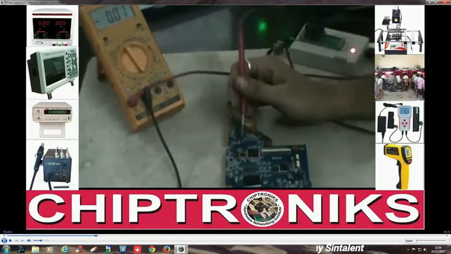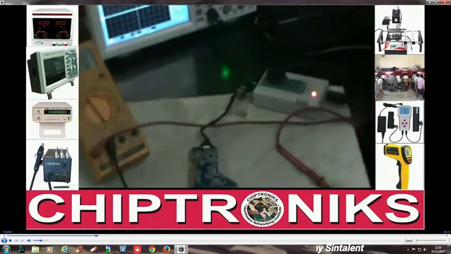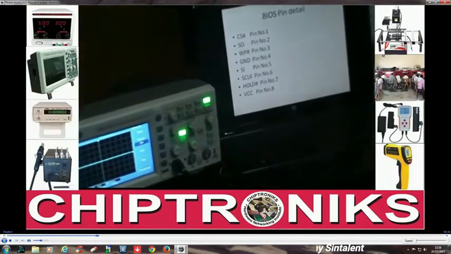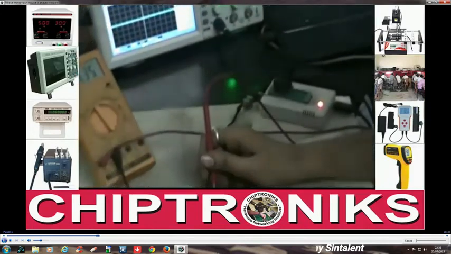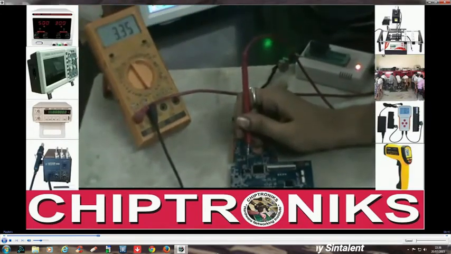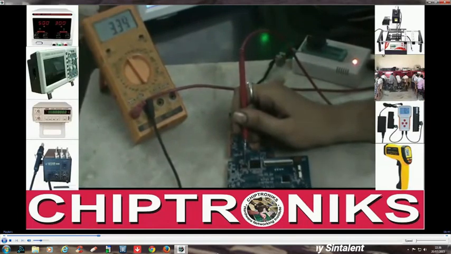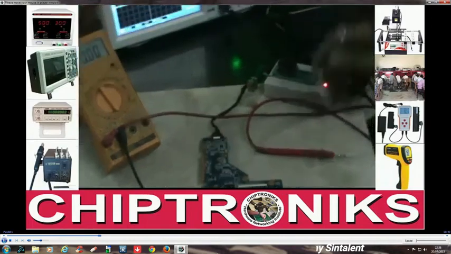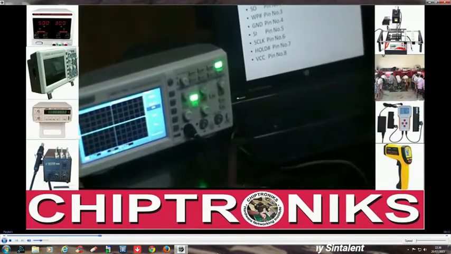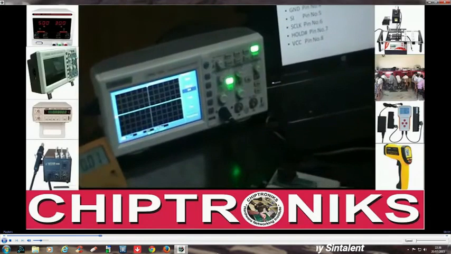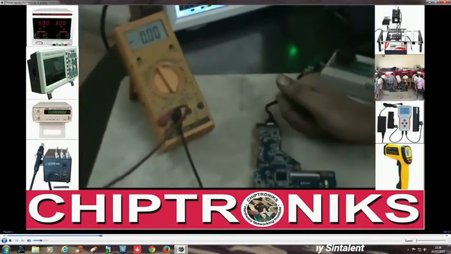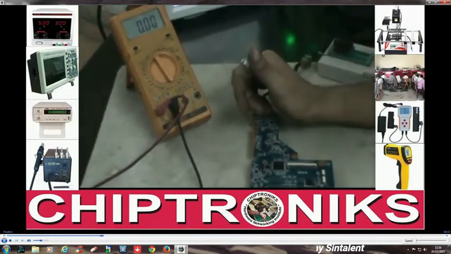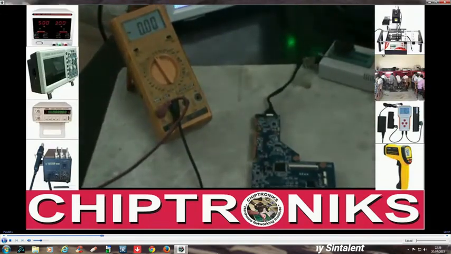But here we also check pin number 2, the signal output pin. I'll check here pin number 2. This is pin number 2. Here I get 3.3 volts on pin number 2. But we are not sure whether this BIOS is working or not, whether the inside file is fine or not. So we need an oscilloscope. I'll show you how to check.